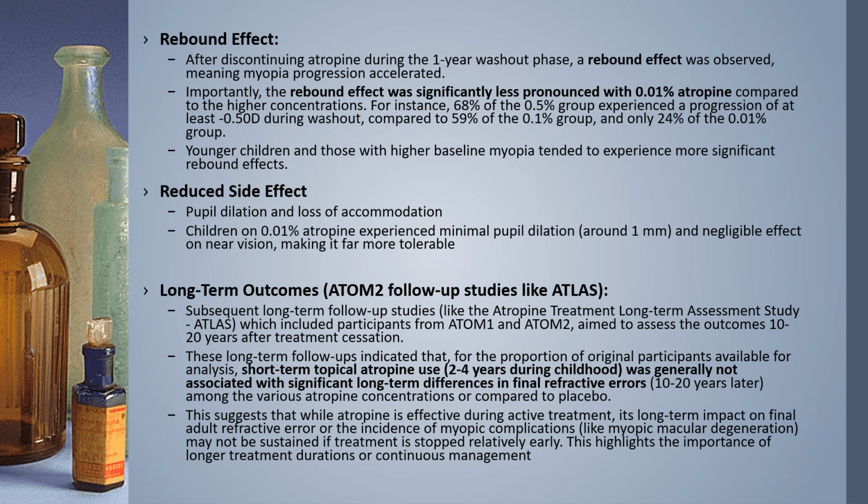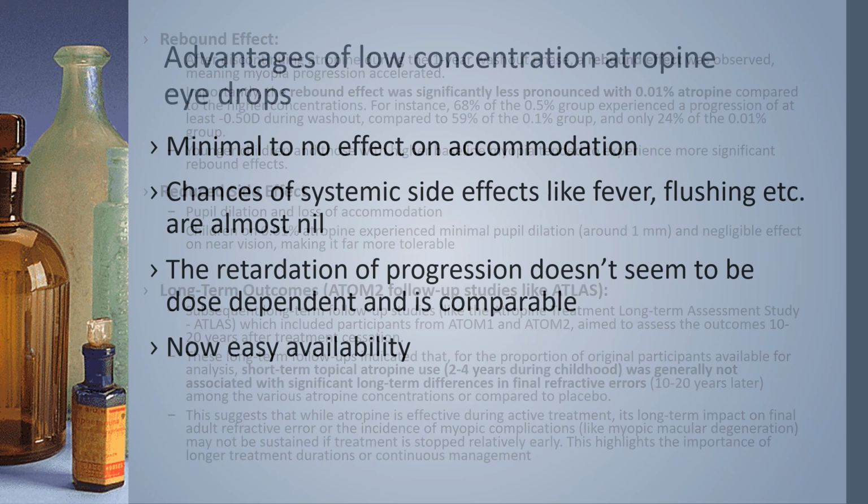So if we start atropine very early in their life, like at 6 years of age, and by the time they are around 9 or 10 years we stop giving them atropine, there is a chance that they would end up being myopic as they would have otherwise been. So they do need continuous treatment and a long-term duration of treatment, whether with atropine or combination therapy or any other therapy. So that was regarding the ATOM 1, ATOM 2 and ATLAS studies, which were actually the long-term follow-up studies of ATOM 1 and ATOM 2.